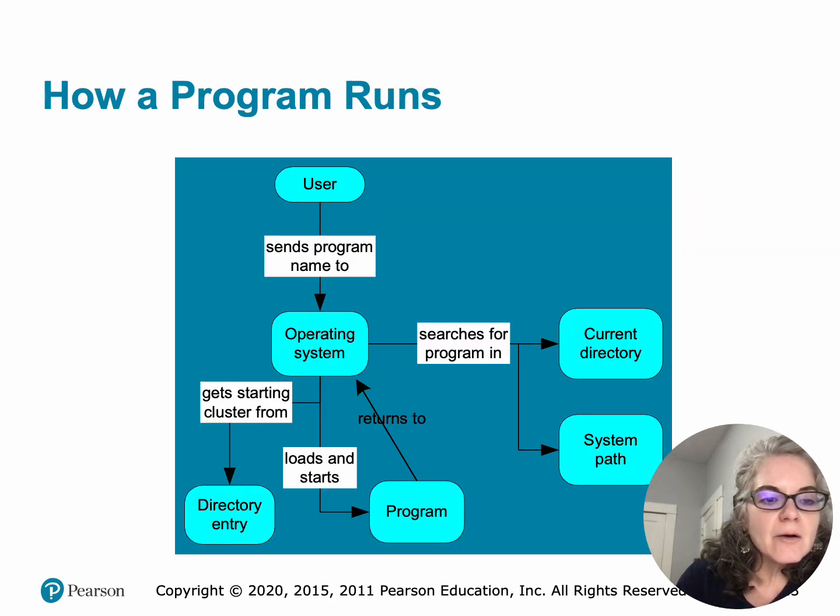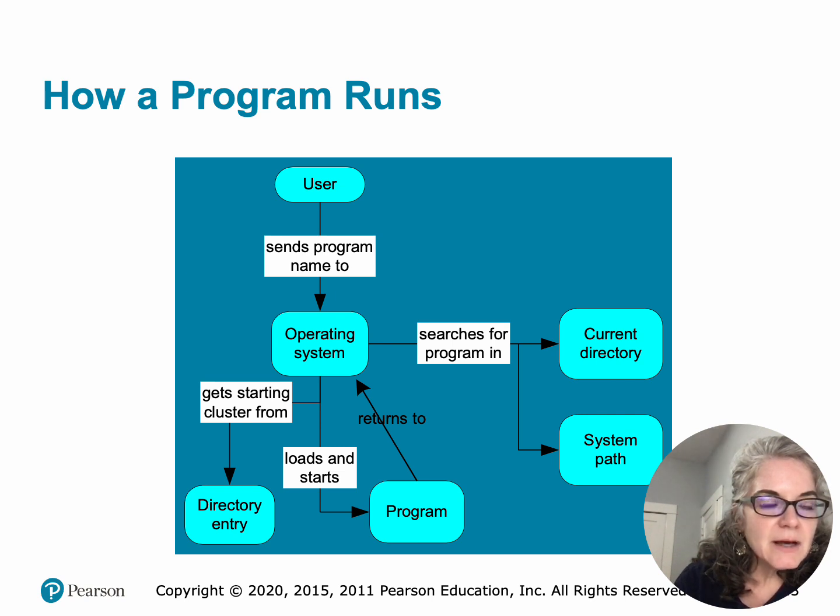This is a slide of how a program runs, just a basic view. So we start here with the user. The user sends a program name to the operating system. So go find that program and open it for me. The operating system is going to search for that program in the current directory. And if it finds the program that you want to open, then it goes and gets the starting cluster from the directory entry.